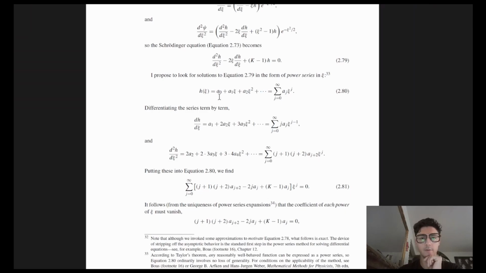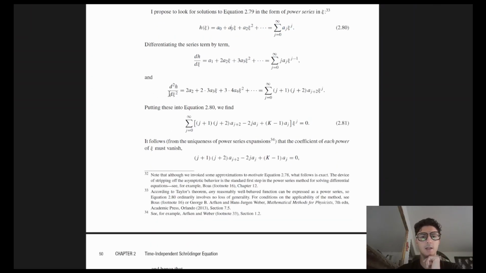So we take the first derivative, you literally just take derivatives: the derivative of a constant equals 0, the derivative of a1 xi is equal to a1, the derivative of a2 xi squared is equal to 2a2 xi, and so on and so forth. Here is the series version. This is just like the term version. And the second derivative, again, just take a derivative. The derivative of this gives you this.